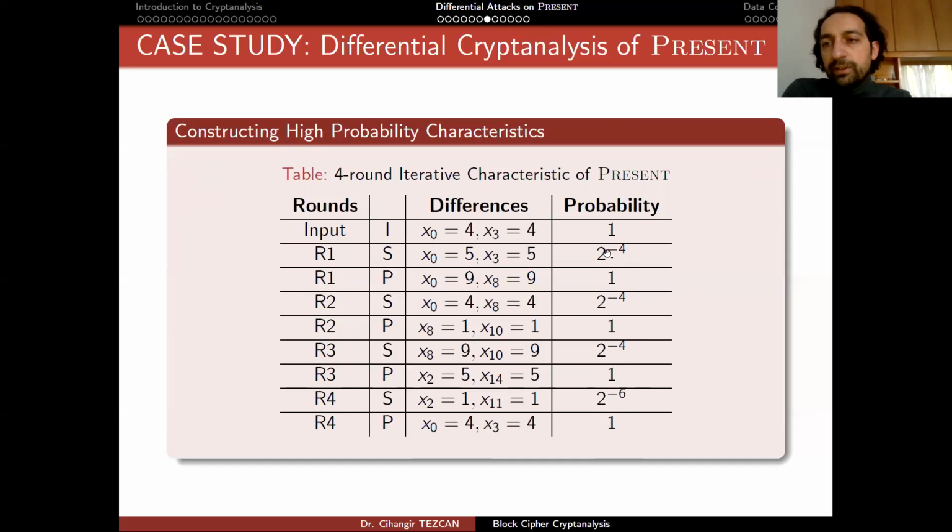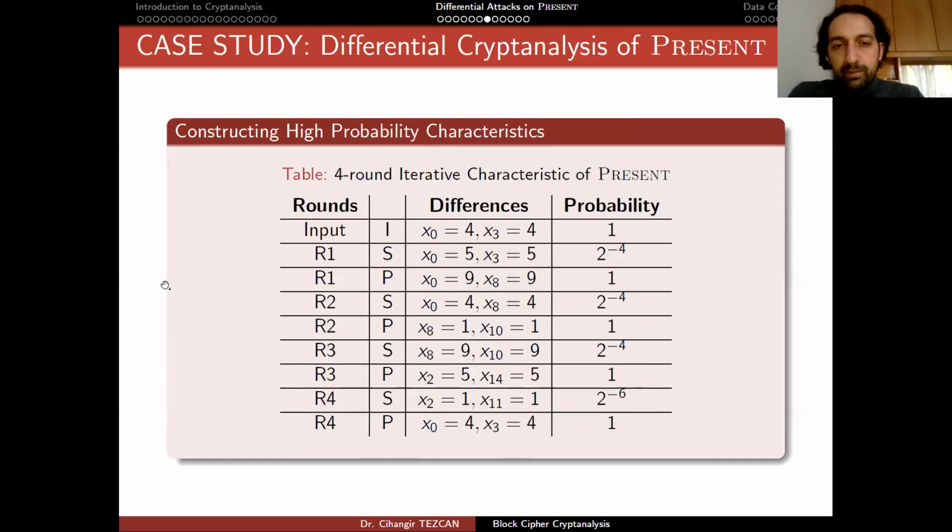So with probability 2 to the minus 18, this input difference will produce this output difference after 4 rounds of PRESENT encryption. As you can see, these places are the same. This is why we call it an iterative characteristic, because if you take this table and put it below it, now you obtain an 8 round characteristic, but of course the probability is now squared. So instead of 2 to the minus 18, it will be 2 to the minus 36.